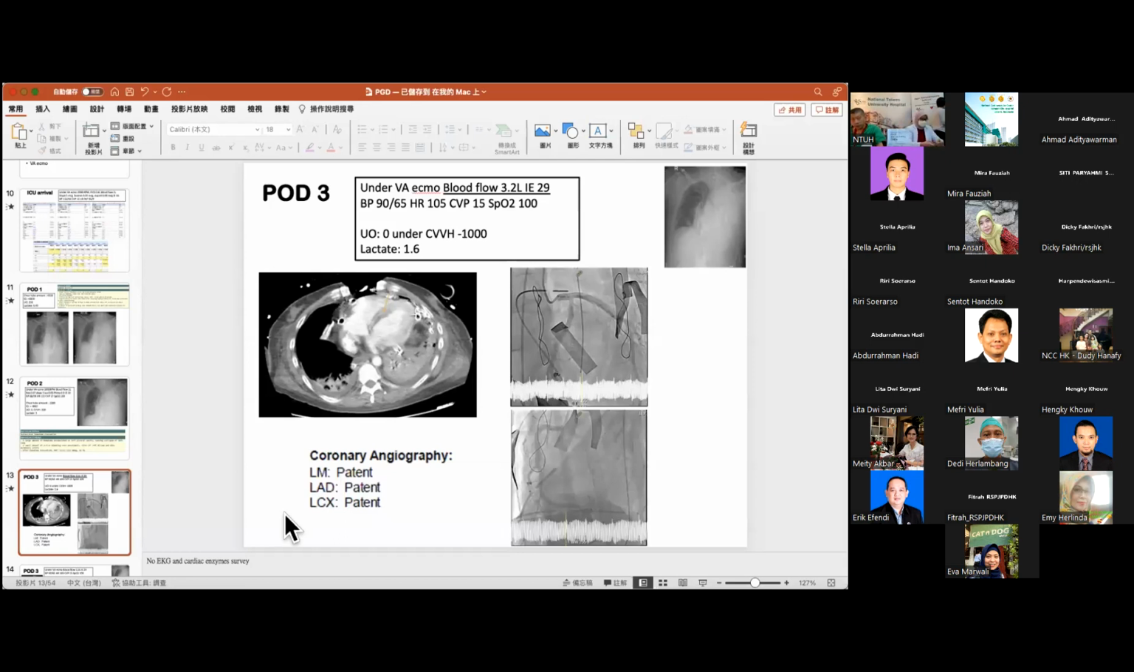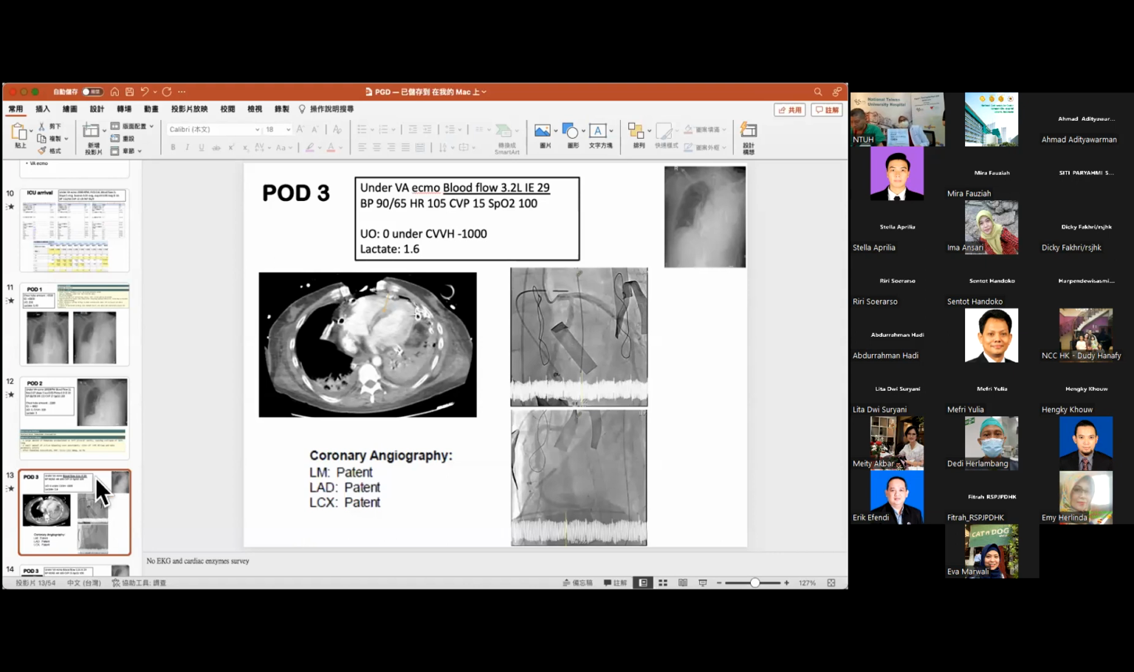When we see some primary graft failure, usually you will recover on the second day or the third day, especially for a stunned heart. So if there is some doubt, you will do a coronary angio immediately to rule out coronary disease. It may be due to a foreign body, or some reason you don't quite understand.